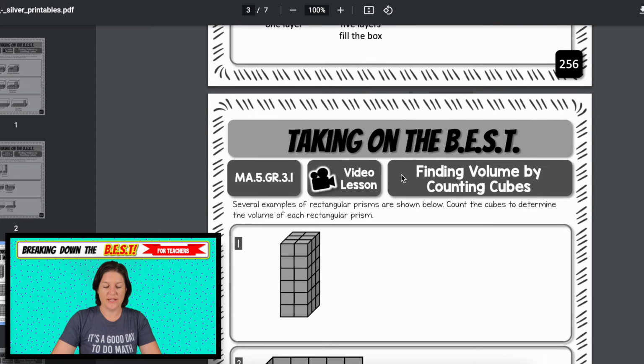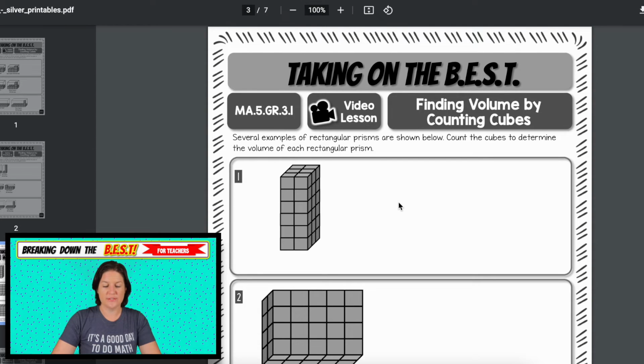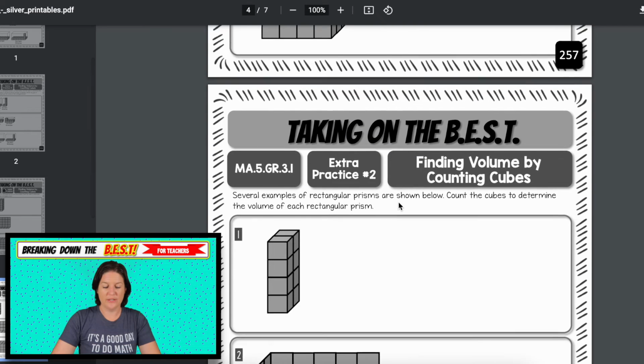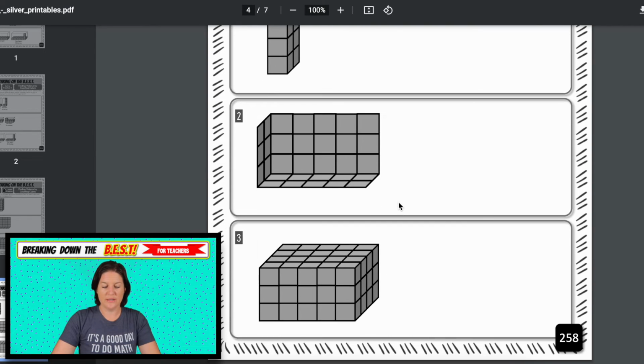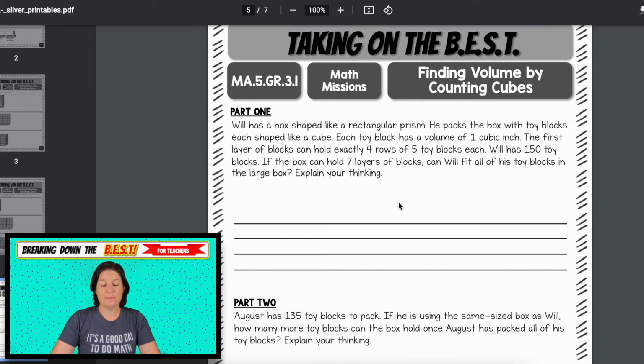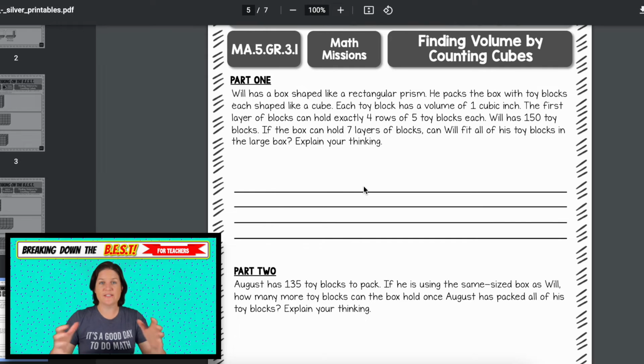When we get to the next video lesson right here, you can tell because of the icon. All right, we're going to find the volume there, and then students will practice on their own right here, finding the volume there. Next, we have the math mission, which takes the standard and just increases the complexity a little bit of the skill or throws it all together. And the math mission gives more responsibility to the student as far as thinking through some real-world problems.